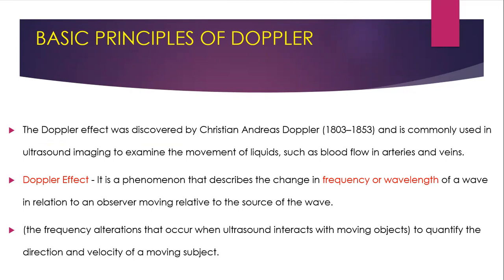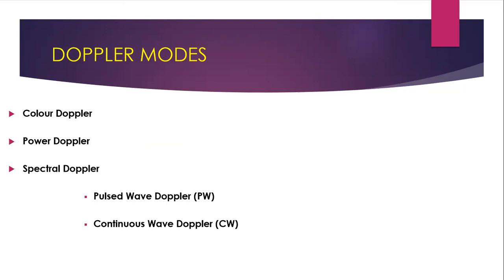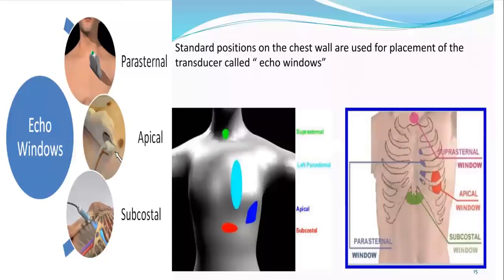So the Doppler effect was discovered by Christian Andreas Doppler, 1803 to 1853, and is commonly used in ultrasound imaging to examine the movement of liquids such as blood in the arteries and veins. The Doppler effect is a phenomenon that describes the change in the frequency or wavelength of a wave. So it is the frequency alteration that occurs when ultrasound interacts with a moving object, to quantify the direction and velocity of a moving object. So there is color Doppler, power Doppler, spectral Doppler, pulsed wave Doppler and continuous wave Doppler.